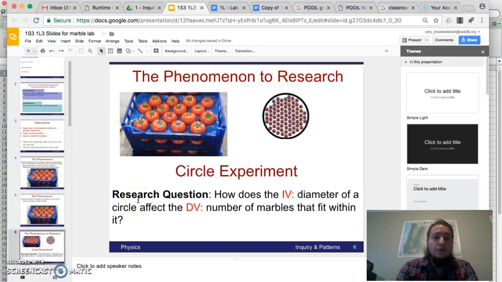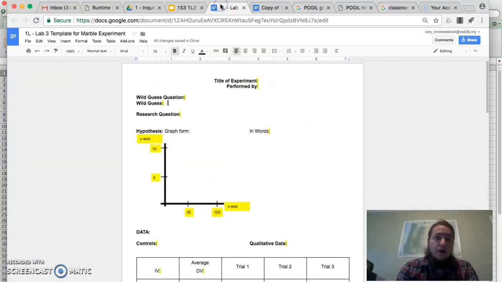So our research question is going to be, how does the diameter of a circle affect the number of marbles that fit within that circle? Keep in mind the independent variable is the diameter. So we're going to change the diameter of a circle, and then essentially we're going to count how many marbles fit within that circle. So what you have here is you'll go to your lab here. You'll type title of experiment, Marble Lab, we can call it, and then you can put your name here.